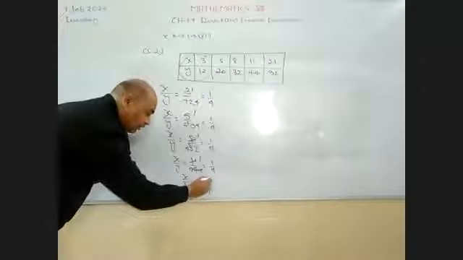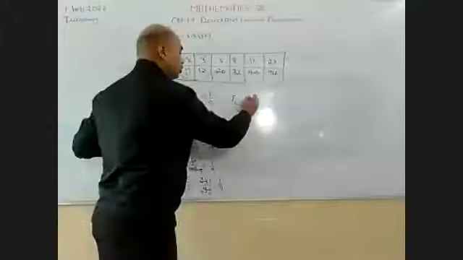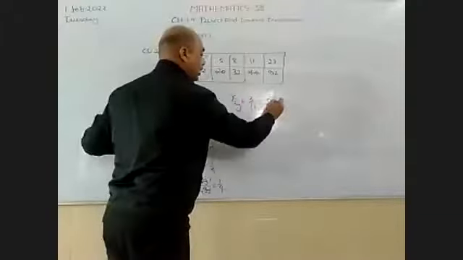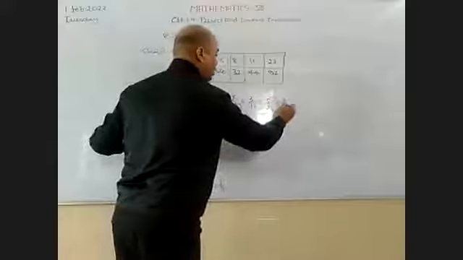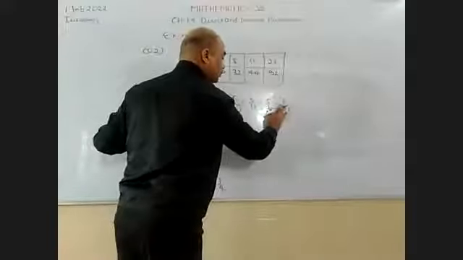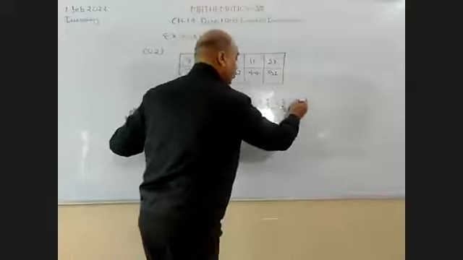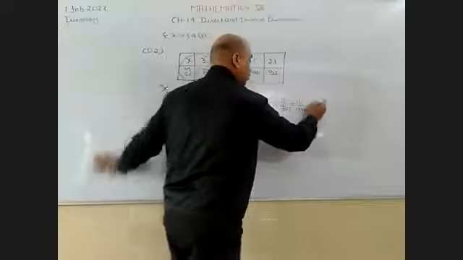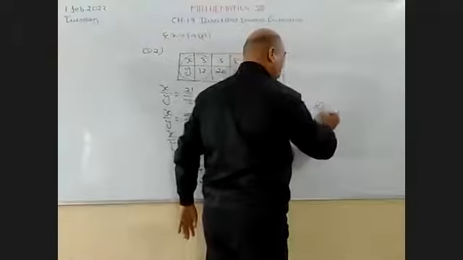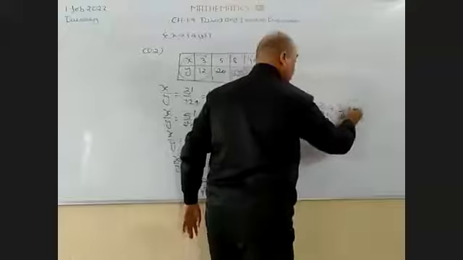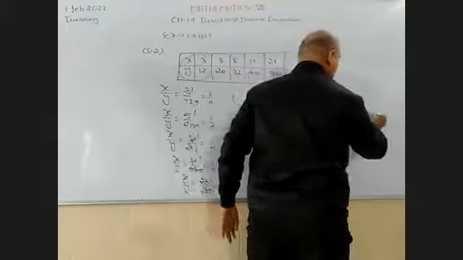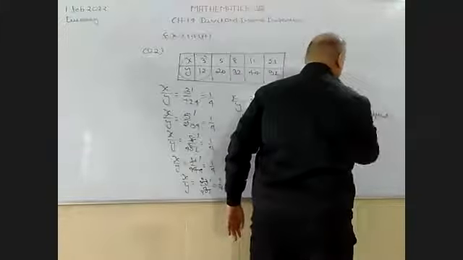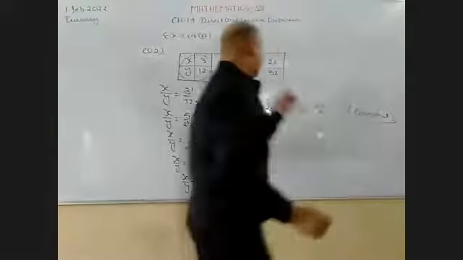Now x upon y is equal to 3 by 12, equal to 5 by 20, equal to 8 by 32, equal to 11 by 44, equal to 23 upon 92, is equal to 1 by 4, which is constant. So this is the constant value of the given question.